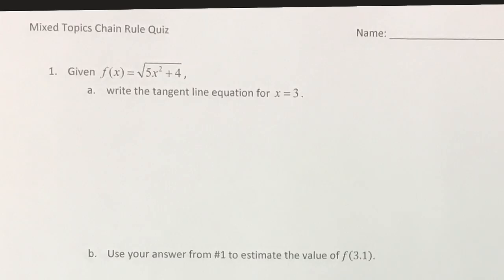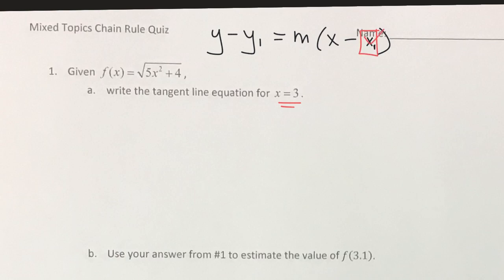But if we want to write the equation of a tangent line, that's using the equation y minus y1 equals m times x minus x1. This is the equation that we're always going to use. We're given the x value, so we've got that one. We need to calculate the y value, and the y value comes from your function directly. F of x means y, so in order to find the y value, you just plug 3 into your given equation. And then we need to find the slope, and slope comes from the derivative.